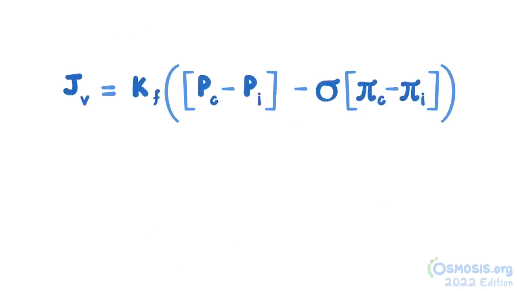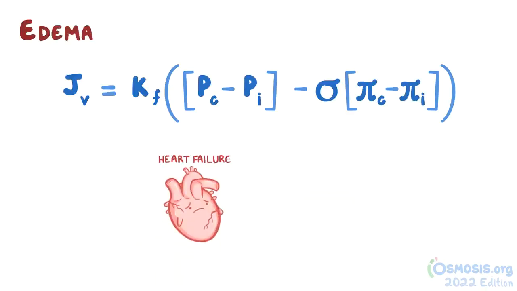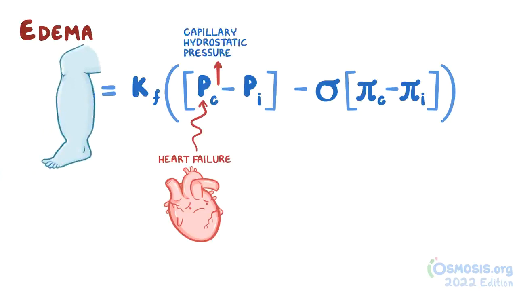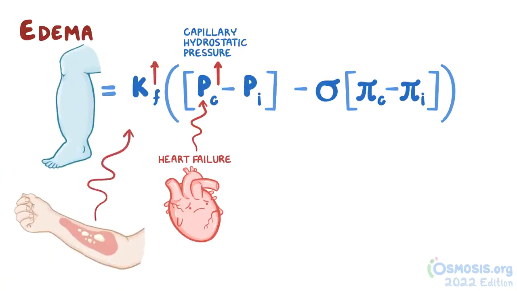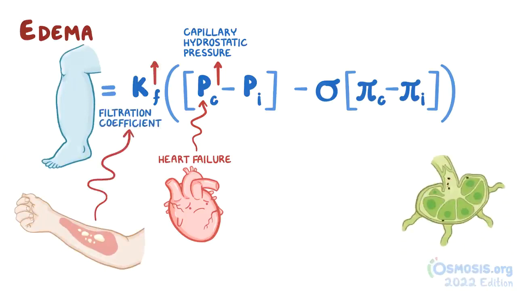If the number's positive, it means the water will move out. There are many conditions that alter these variables, so as an example, let's look at some causes of edema. In heart failure, blood can't get pumped out efficiently, so it backs up into the capillaries. This increases capillary hydrostatic pressure, PC, causing fluid to leak out, resulting in edema in the lower limbs. When there's an infection, toxins, or burns, it increases the filtration coefficient, KF. The clefts become bigger, letting more water through, which also leads to edema.